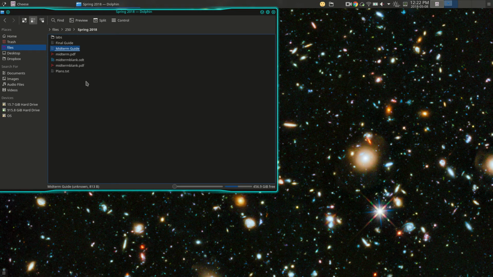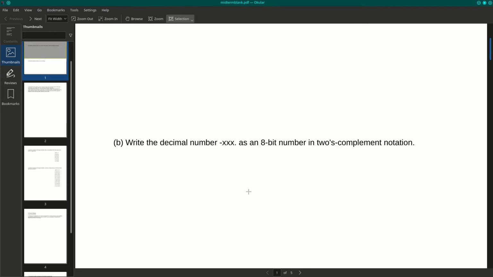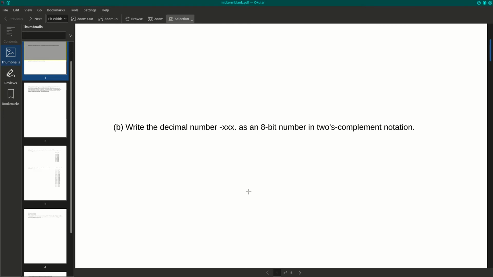So I'm going to show you your midterm. I've left out the specifics, but this will be your midterm on Thursday. Question 1A, I'm going to give you a decimal number. I'm going to ask you to write it in binary, hex, and octal. Question 1b, I'm going to give you a negative number and ask you to write it in 8-bit binary using 2's complement notation.